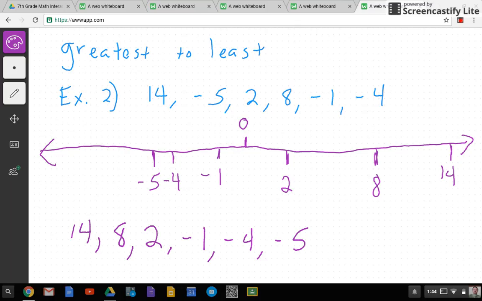Okay, so that is how we're going to do absolute value. That's how we're going to compare integers using a number line.